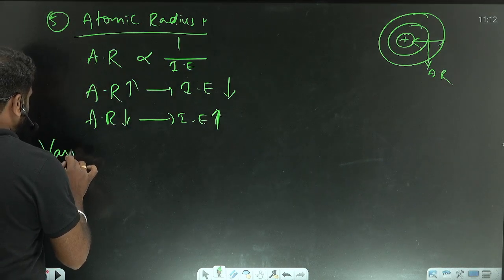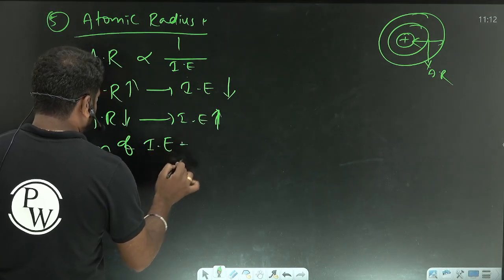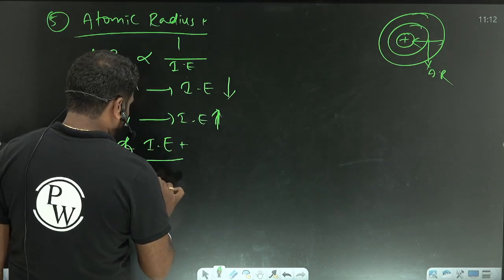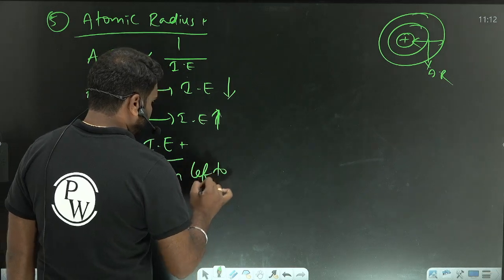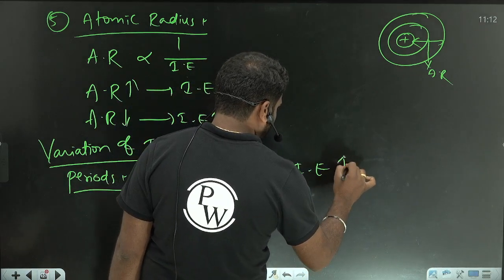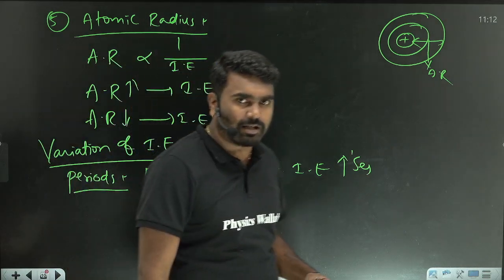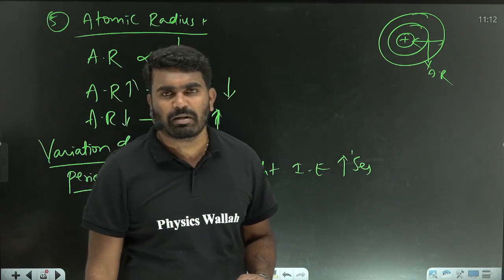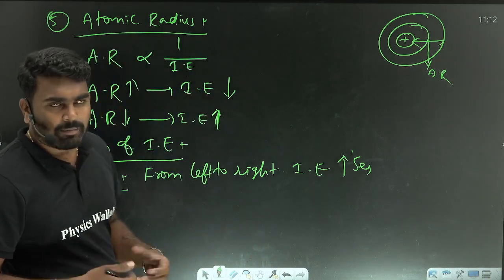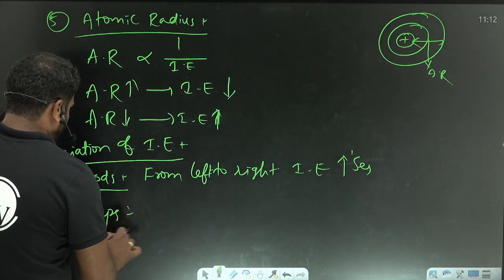So variation of ionization energy, let us look at periods first. How does it go in periods, beta? From left to right, ionization energy increases, as the atomic radius decreases. Because the nucleus and electrons hold each other tightly, ionization energy also increases. Now in groups.